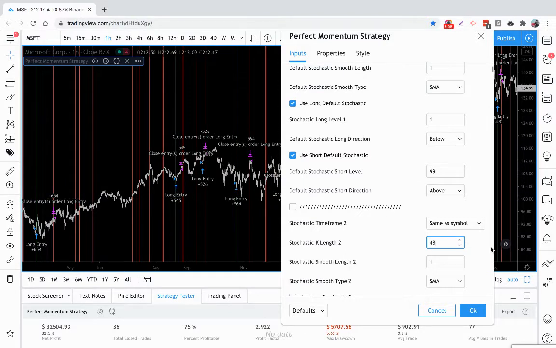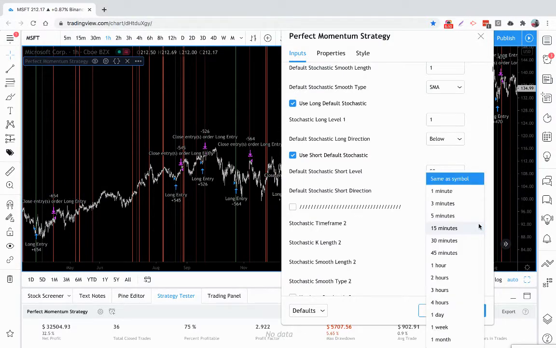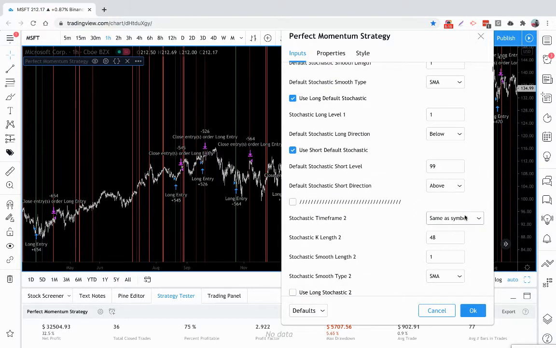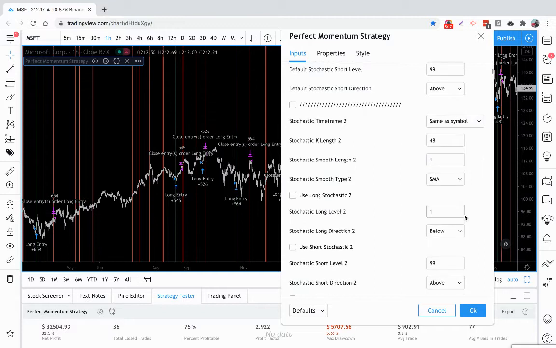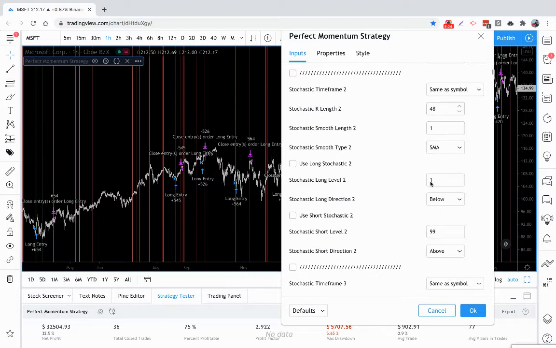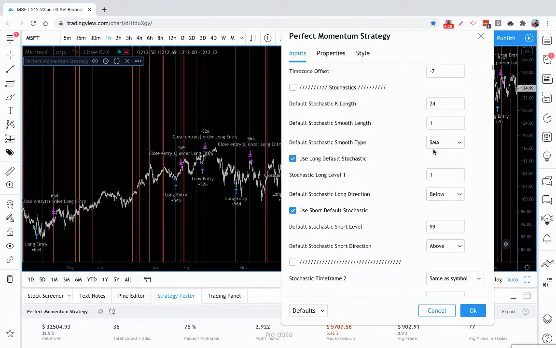You don't have to use what I'm using here. You can also have stochastics look at different time frames. So very, very powerful. You have unlimited options with using these. You can also set your smoothing type for the stochastics, set up your smooth. So just know that these are all completely customizable. But back to the example.